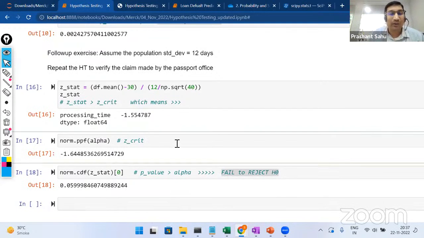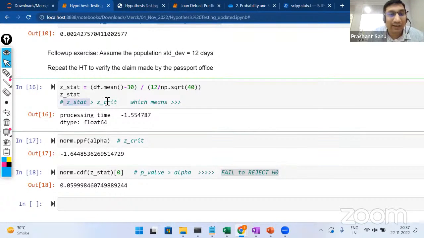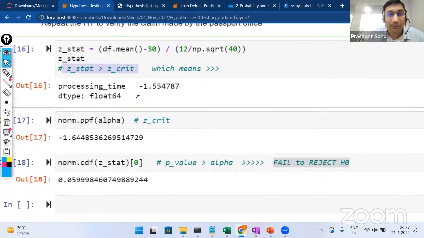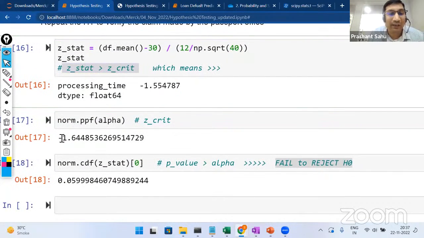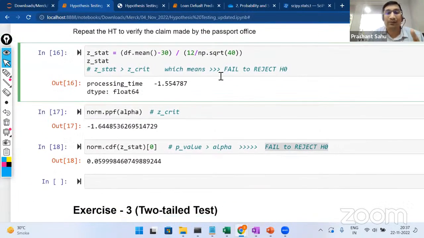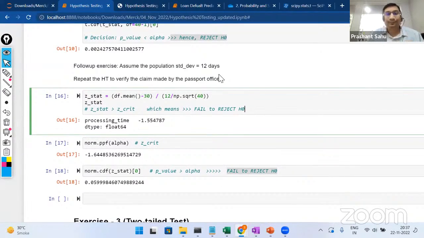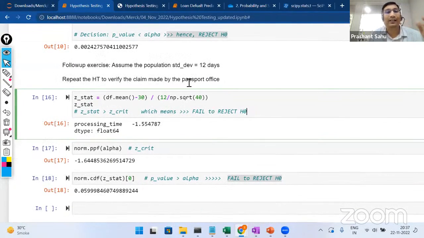So you are comparing critical value. This critical value is greater. So Z statistic is greater than the critical value this time. Do you see? Negative 1.55 is greater than minus 1.644, which means that you fail to reject the null hypothesis. You are already in the acceptance zone, right? So that is how you would be doing the Z test and T test.